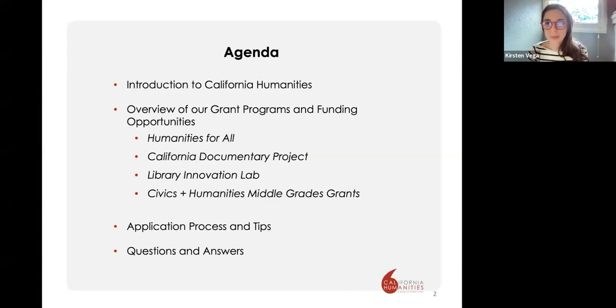Then we'll go into a breakdown of each of the grant opportunities on offer, including the Humanities for All, California Documentary Project, Library Innovation Lab, and the newest program, Civics and Humanities Middle Grades Grant, on offer for the second year. We'll also give you a session on the application process and tips for putting together a competitive application with some insights from our grants manager, Brett Connor. And then we'll leave a break at the end for questions and answers.